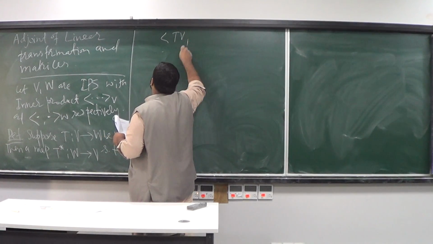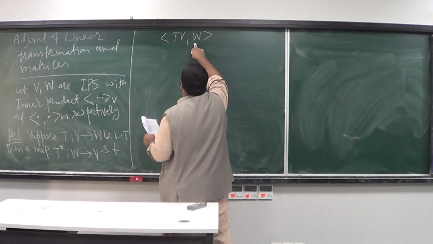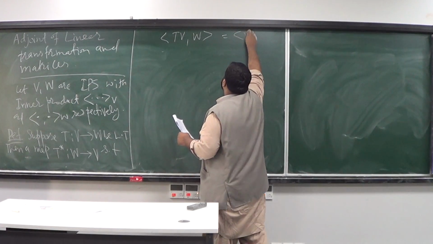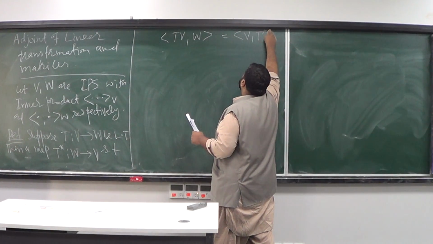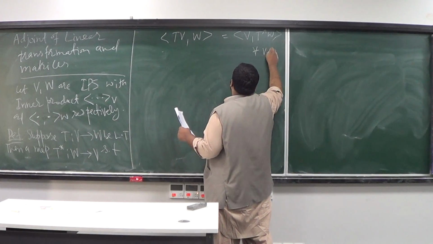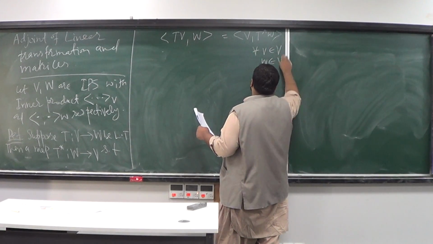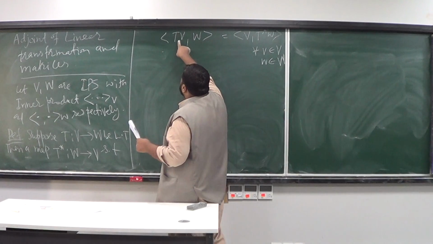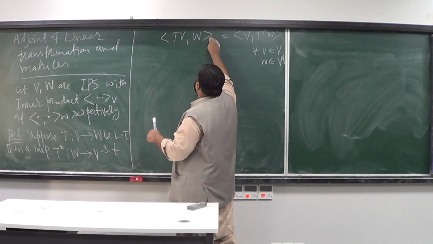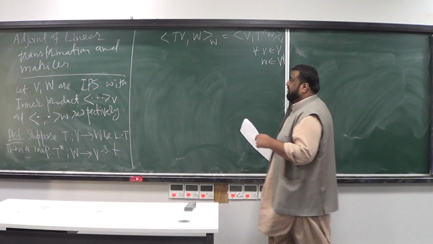So T of V, W: the inner product of T of V with W is equal to the inner product of V with T star of W, for all V from V and W from W. Okay? So one thing is sure, W is an element in W and T of V is also an element in W, so this is the inner product in W, while this is the inner product in V actually.